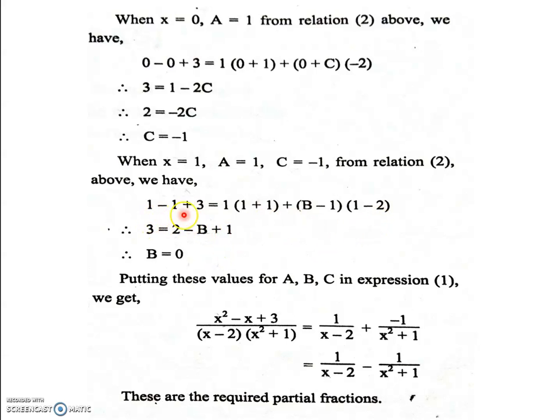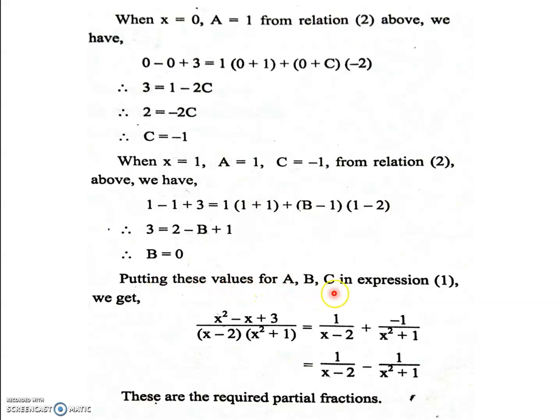What is the term? 1 minus 1 plus 3 gives the value 3. The 1s get cancelled. 1 plus 1 is 2, 2 into 1 is 2. B minus 1 into minus 1, so minus B, minus into minus plus 1. So 2 plus 1 is equal to 3. 3 goes this side, 3 minus 3 is equal to 0. So B is equal to 0.